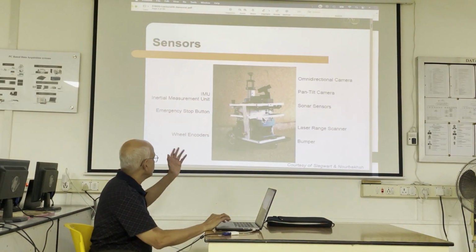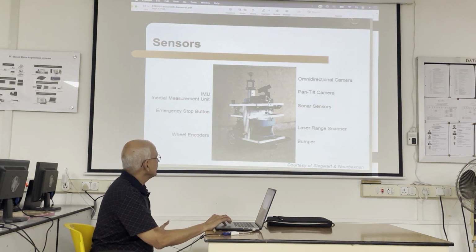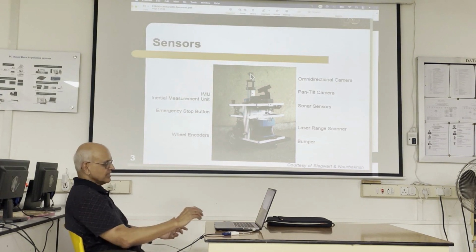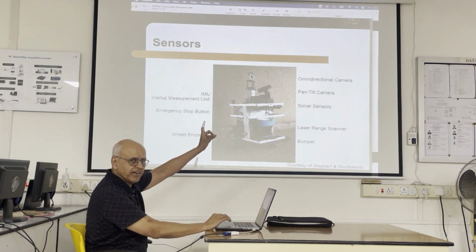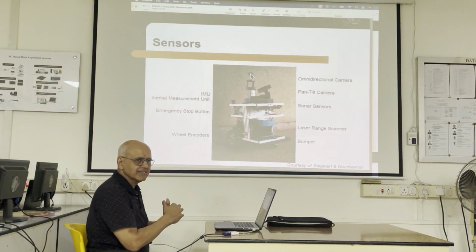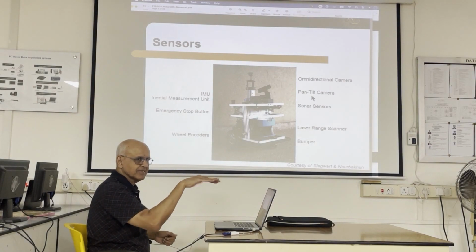So this is a robot from many years ago, probably 3 or 4 decades ago. You can see it has everything. It has an omnidirectional camera up here. Omnidirectional means it can see all around it. That's why it's mounted at the highest point, because if you mount it lower, then other parts of the robot are going to block it. And there's also a pan-tilt camera, that's this and this.